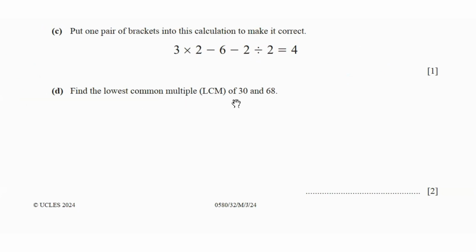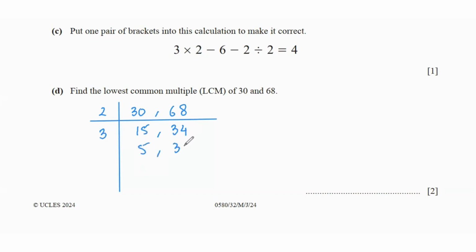Next part says find the lowest common multiple of 30 and 68. So for this, we're going to draw this easy diagram where we write 30 over here and 68 over here. We need to pick a number that divides both 30 and 68. So we know 30 is divisible by 2 and 68 is divisible by 2. So that's 15 over here and we have 34 over here. Now 15 and 34 aren't divisible by the same number. So we're going to pick a number that divides 15. We know that 15 divided by 3 is 5. 34 comes down as it is.